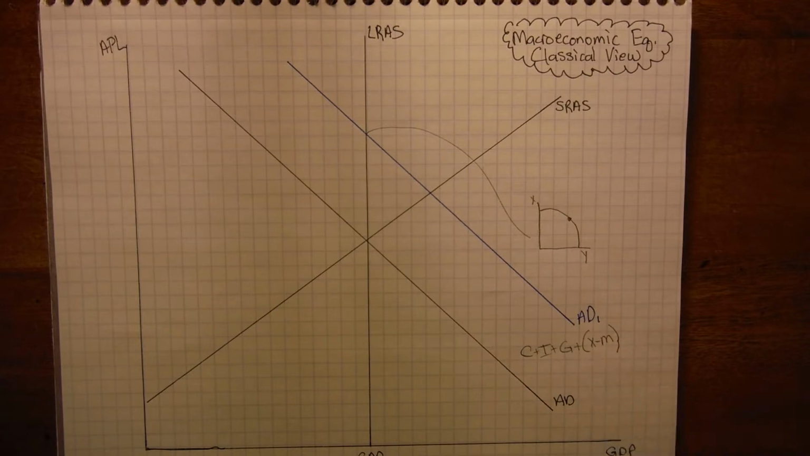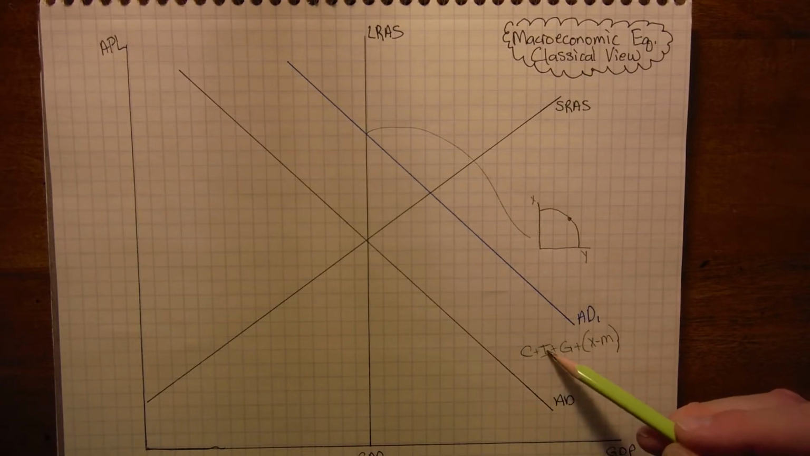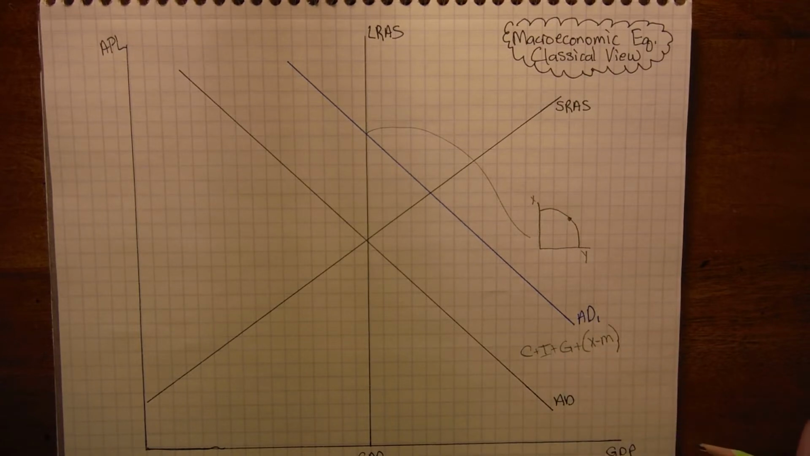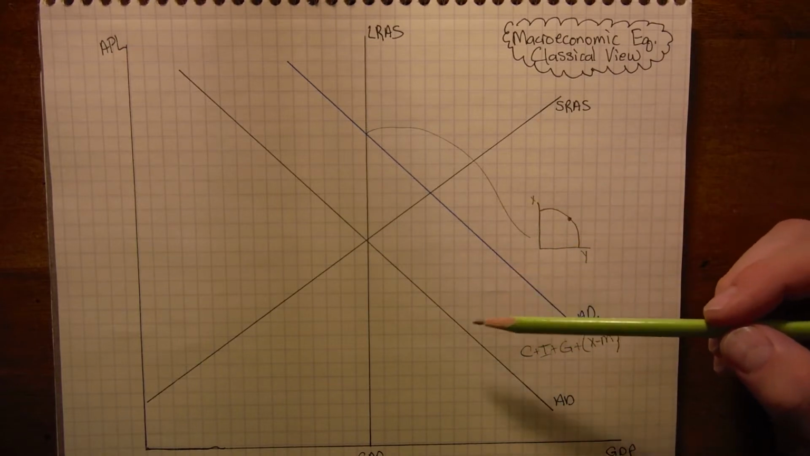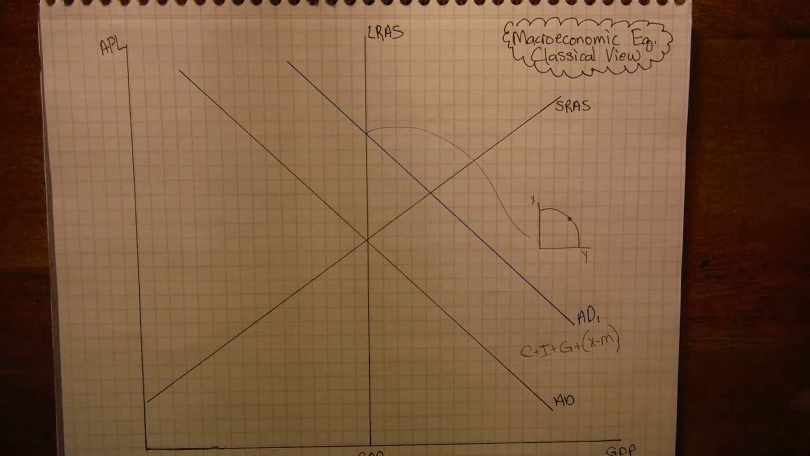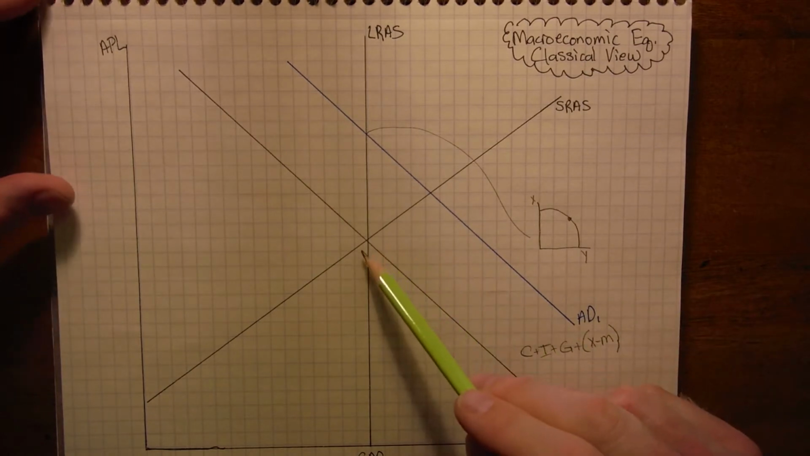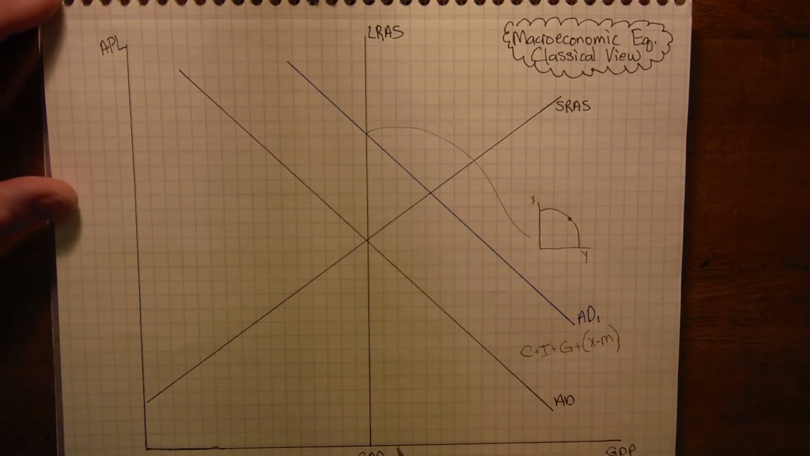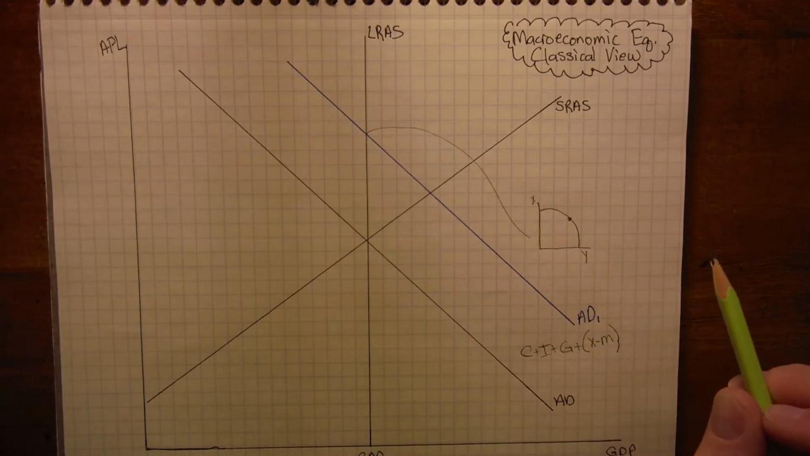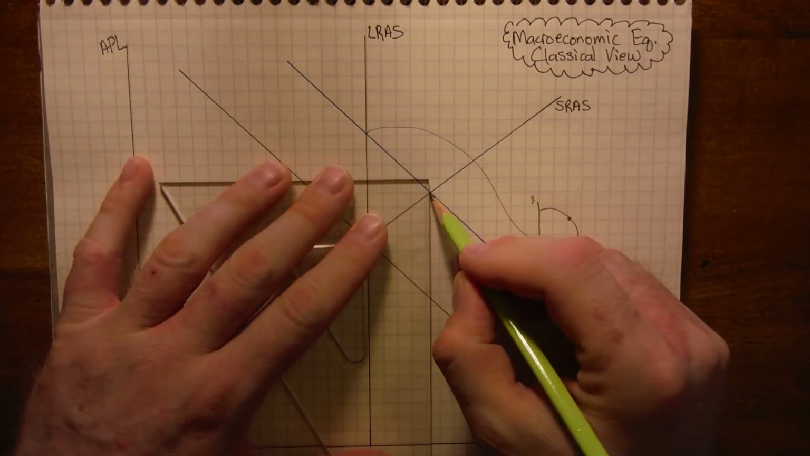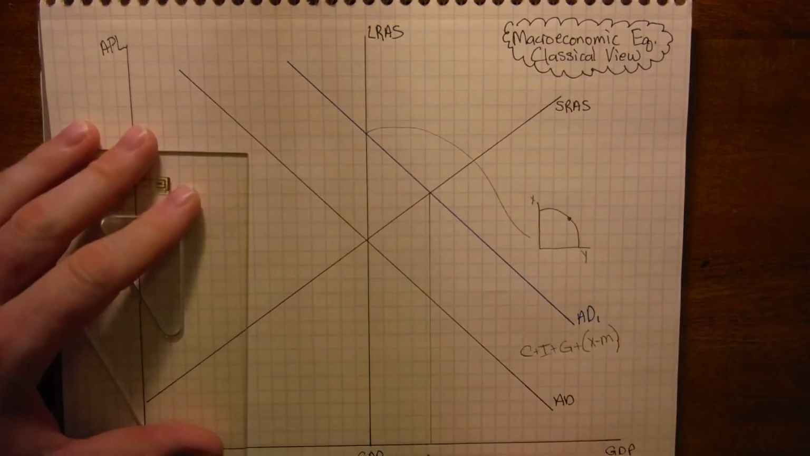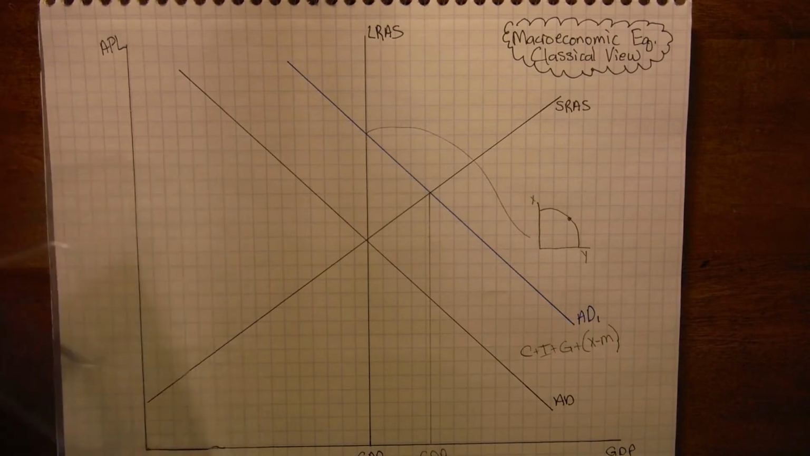People got paid more, therefore consumption spending went up. Perhaps it's a government stimulus. Maybe interest rates have dropped and therefore investment spending has gone up. Maybe currency exchange rates have changed in a favorable manner so that net exports have increased. Whatever the reason, what we see in the classical view is that in the short run we have an increase in output, GDP 1, to match up with aggregate demand 1.